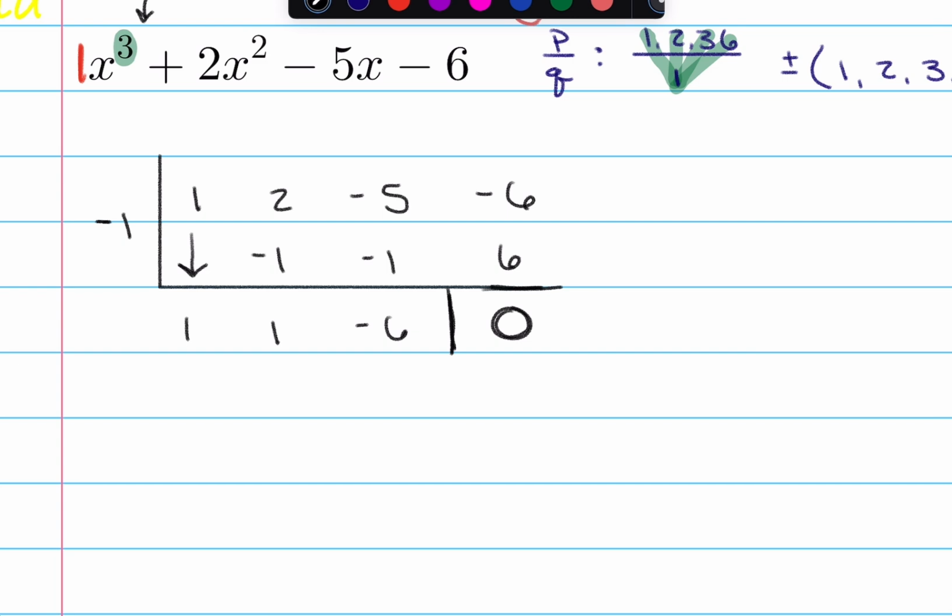Okay, so -1 is one of my zeros. This is going to be one of my answers when I list all of them out. Okay, so I found one. I'm looking for 2 more. Remember, we're looking for 3.